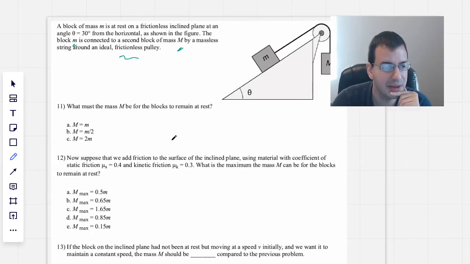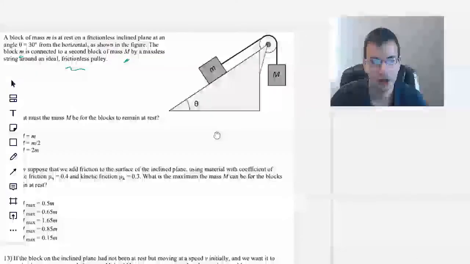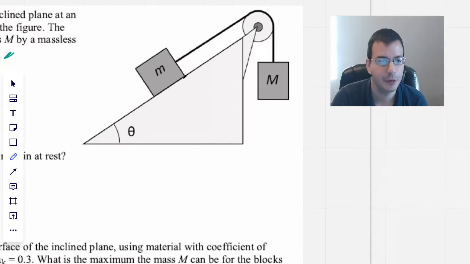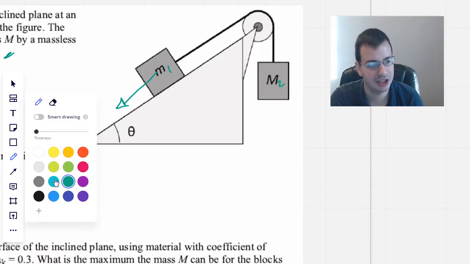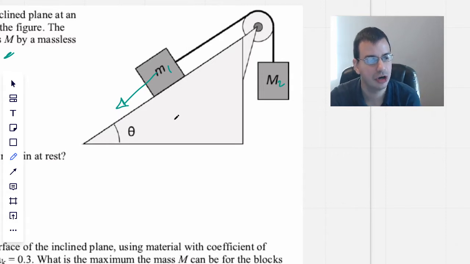What must the mass m be for the blocks to remain at rest? Okay, so the idea here, using this diagram, zoom in, we have, I'm going to call this mass 1 and this mass 2, just because I don't like my small m's and big M's pretty much look the same. So I'm going to rely on 1 and 2 instead of small and big.